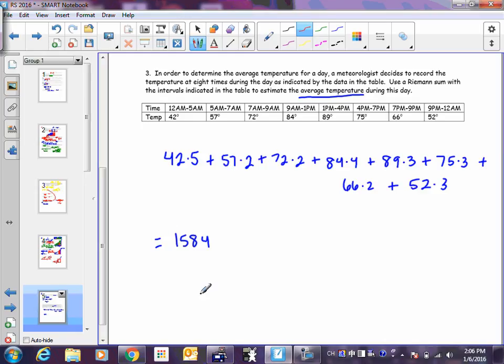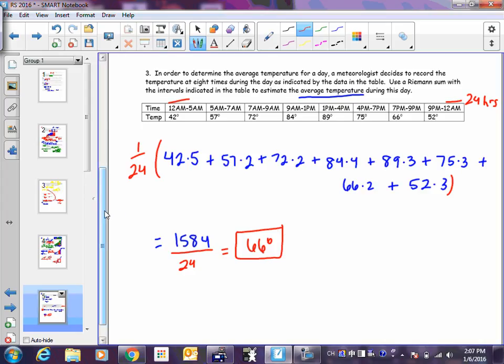Divide by 8, or 24? What was the total amount of time? 24. So I'm going to put a little 1 over 24 here. You've got to divide by your total time. And since we started at 12 a.m. and ended at 12 a.m., that is a 24-hour period. Okay, and I get 66 degrees, which does seem like the right answer.